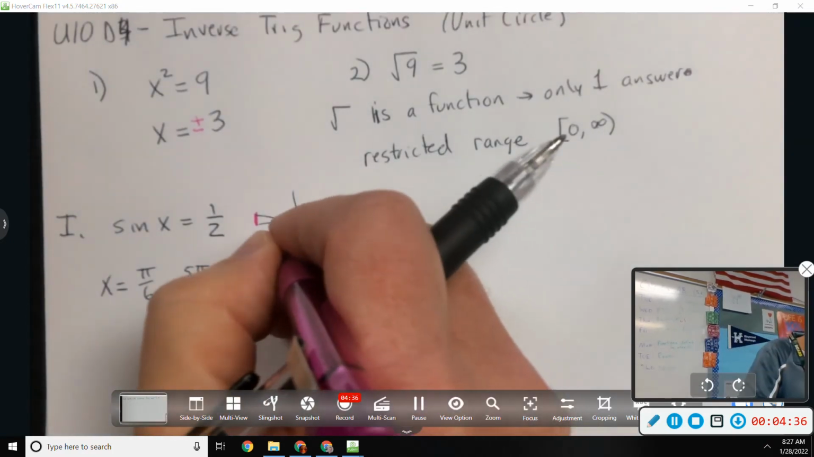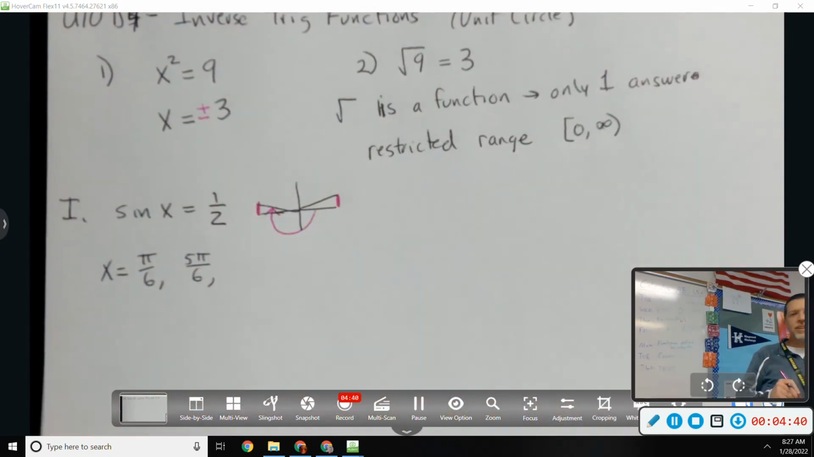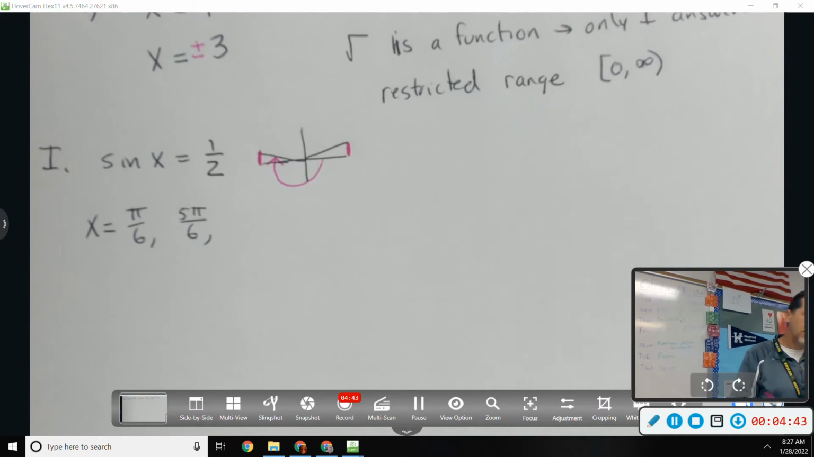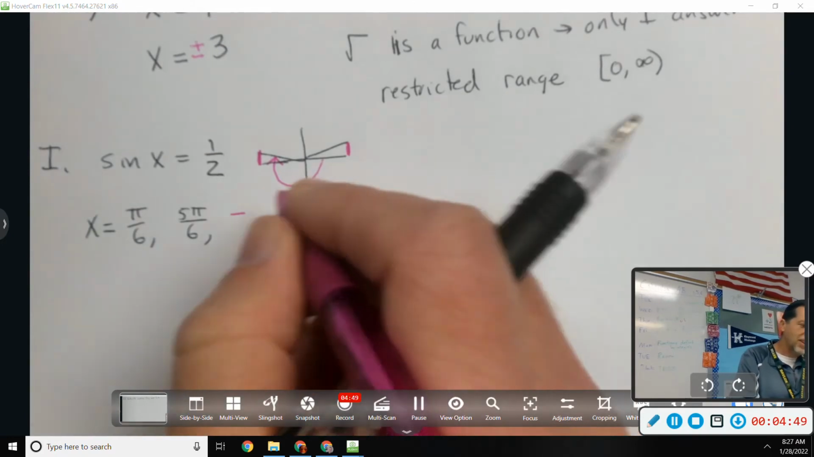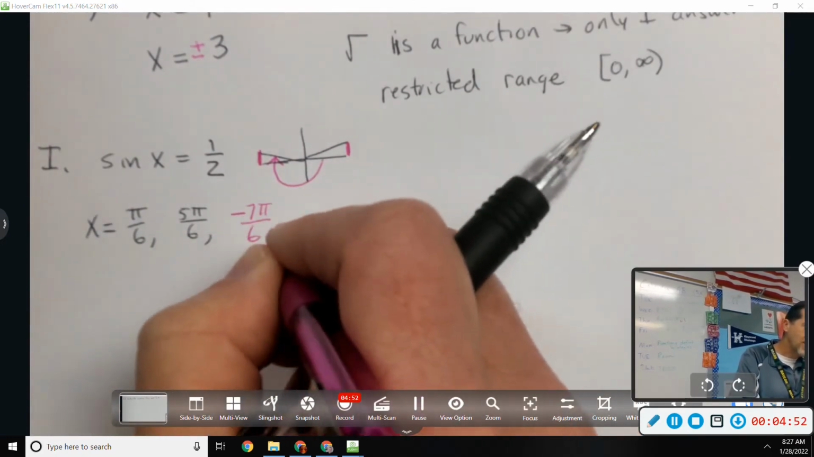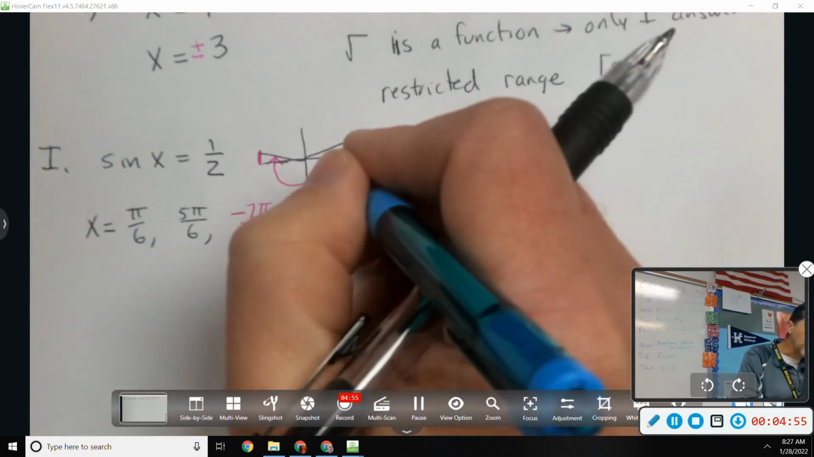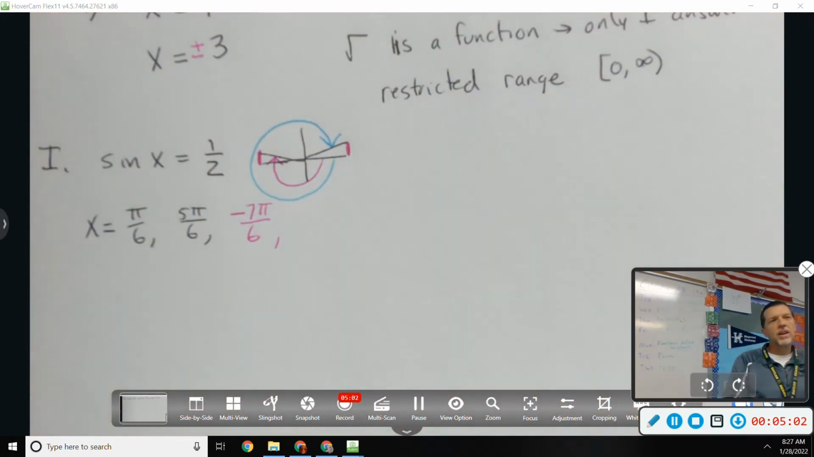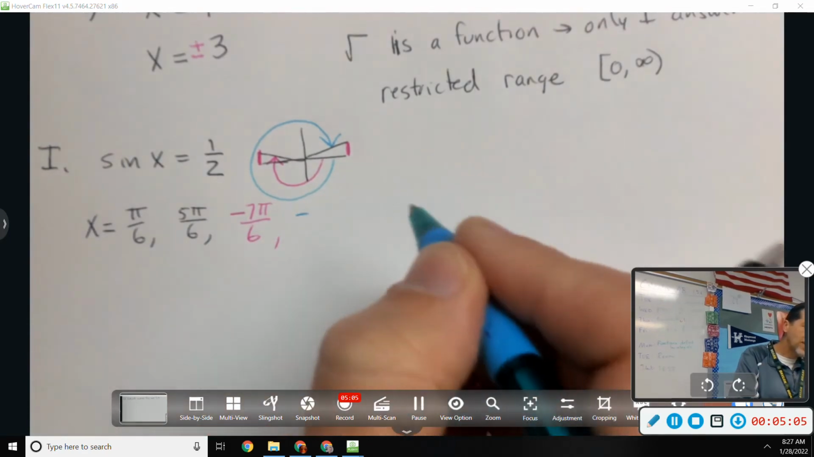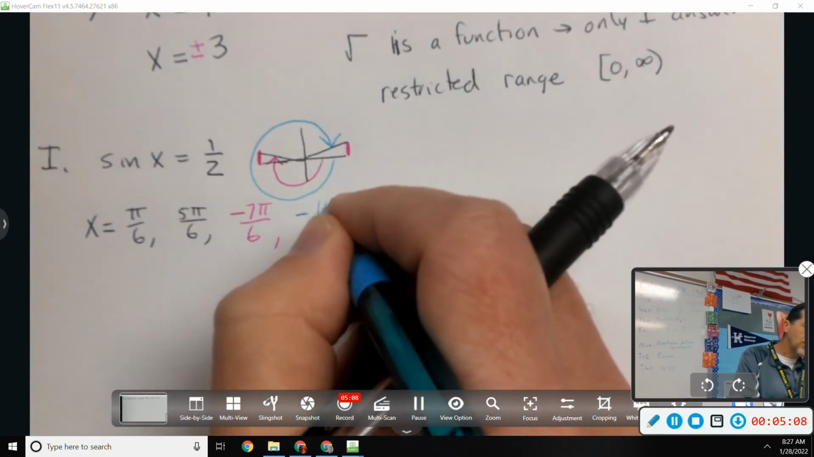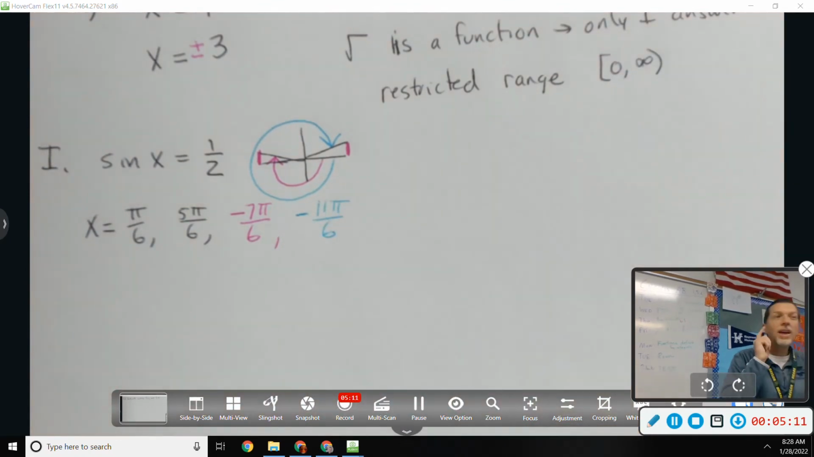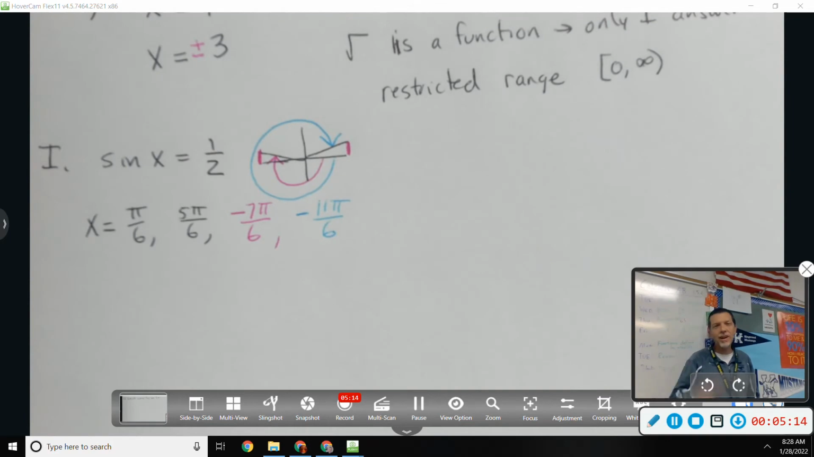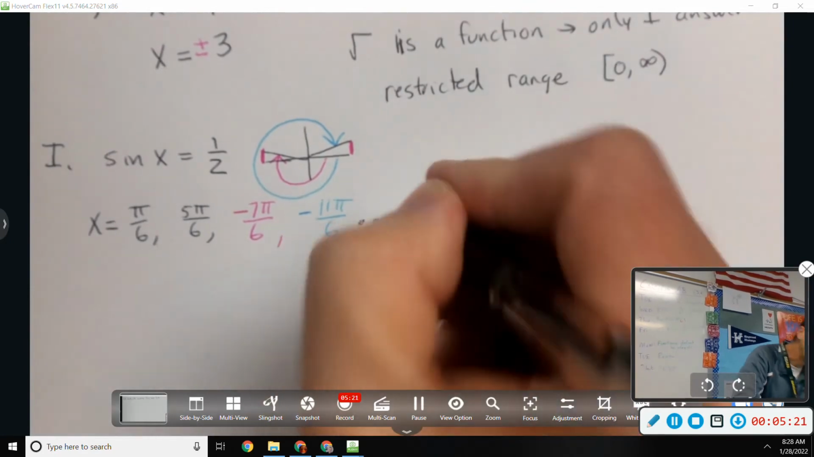If I go backwards, what angle did I just draw out right there? Negative, for sure. How far did that rotate? 7 pi over 6. And if I really want to get creative, I could go backwards to this one. How far did I go backwards for that angle? It's almost all the way around, so 11 pi over 6. And you could keep going. You could spin around 100 times and then go pi over 6 and have an answer. So really, dot, dot, dot, there's a whole lot of answers there.